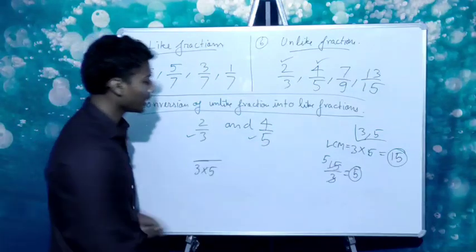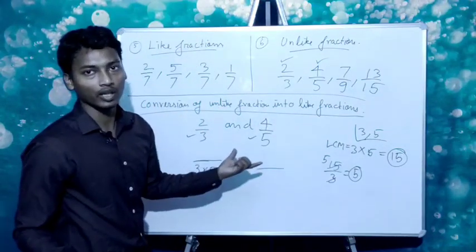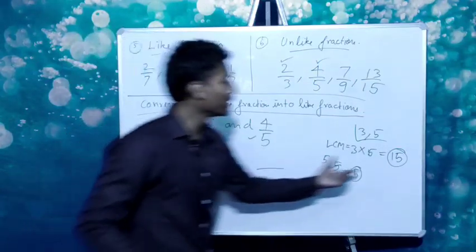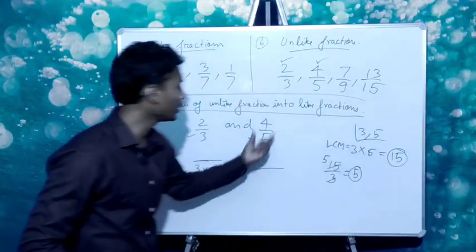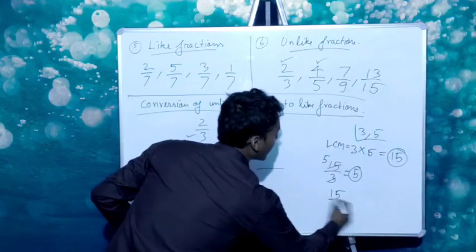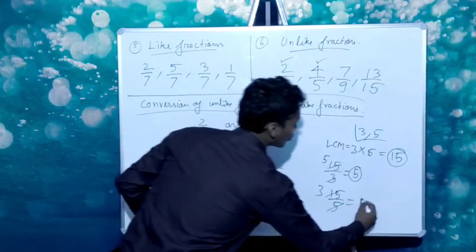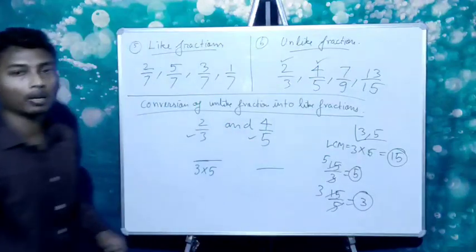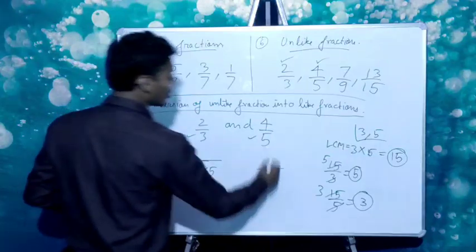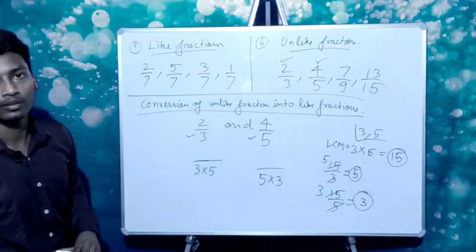Now what number can be multiplied by 5 to make it 15? We know that is 3. But if it is a bigger number, what will we do? We will divide the LCM by the denominator. So 15 divided by 5 is 3. So the number that should be multiplied to 5 is 3. So 5 multiplied by 3 will give you 15.